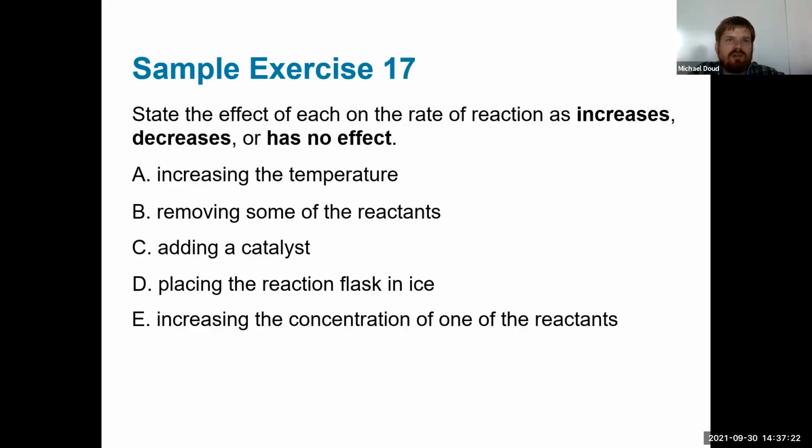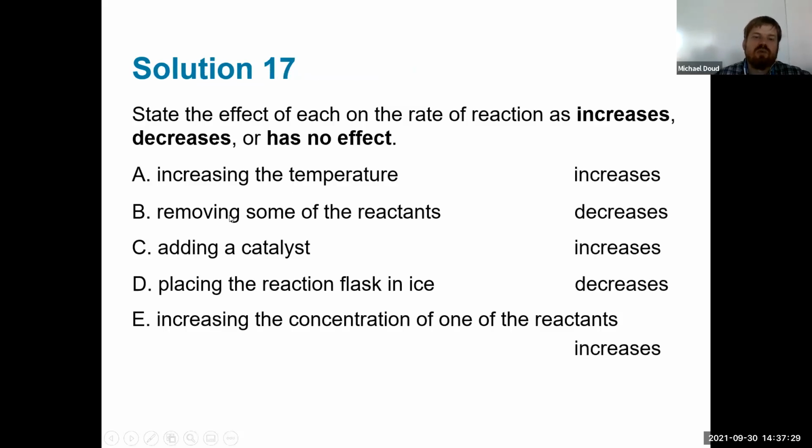Increasing temperature. Well, that's one that I literally told you. Increasing the temperature increases the rate of reaction. Removing some of the reactants decreases the concentration of reactants, so that makes it less likely for the reaction to occur, so it's going to decrease the rate. Adding a catalyst increases the rate. Placing the reaction flask on ice decreases the temperature, so that decreases the rate of reaction. And then finally, if you increase the concentration of one of the reactants, that increases the rate as well.